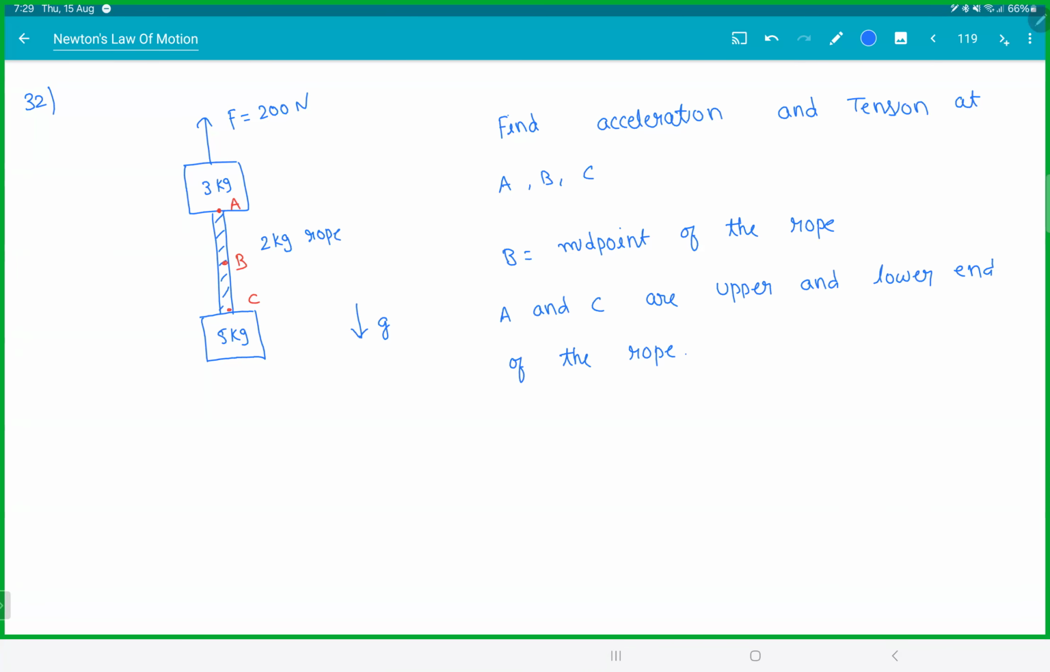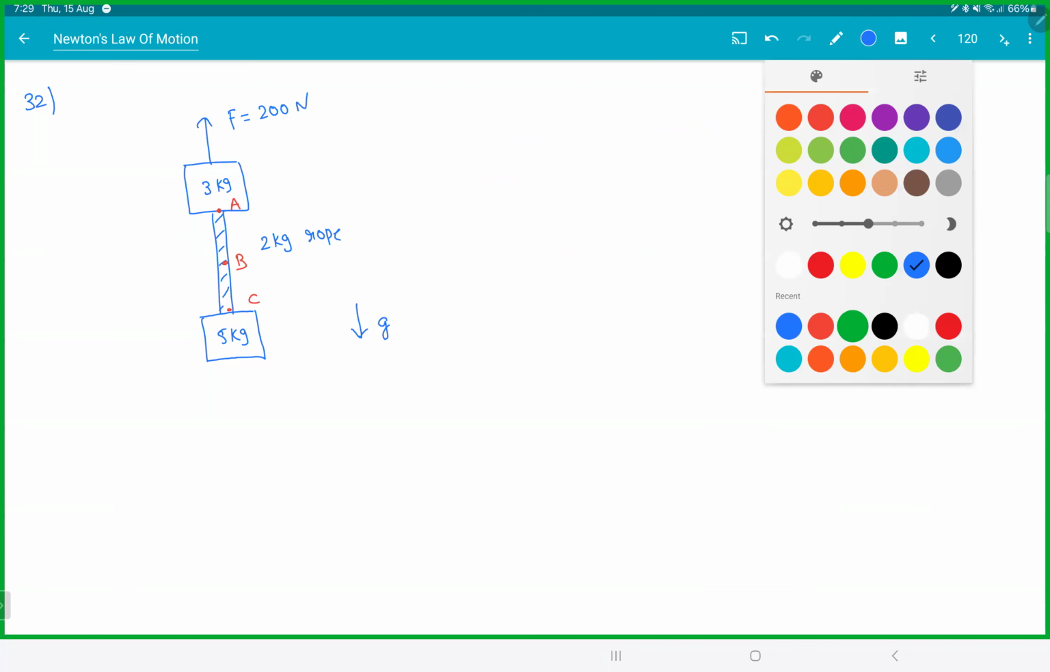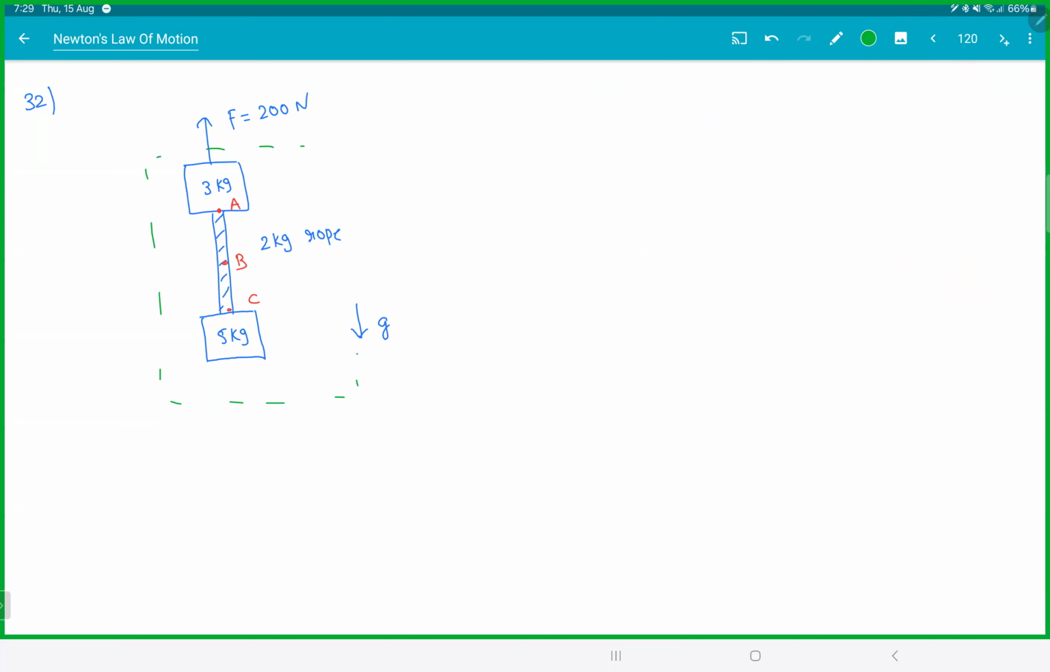Let's first get the acceleration part. Take the whole thing as a system. All are going together. So what is the net weight acting downward? 5 plus 3 plus 2, 10 kg, 10 g. That is 100 newtons. So the whole thing will act like a 10 kg block. Net force, up positive, down negative: F minus 100 is equal to mass into acceleration. What is mass? 10 into acceleration. So this is 200 minus 100 is equal to 10a. a is equal to 10 meter per second square. Keep it as simple as possible.